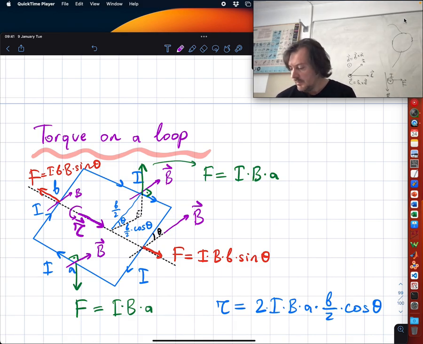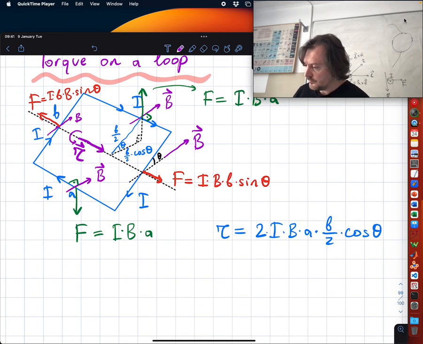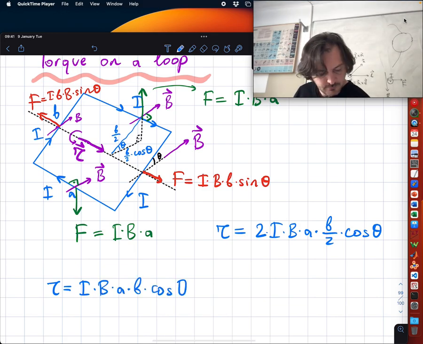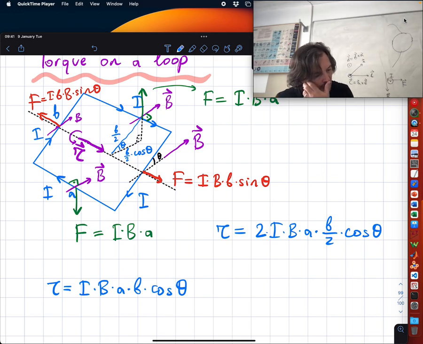Yes? So torque is equal to I times B times A times b times cosine of theta. Well, we took this theta, right, over here. What if we took the other side of theta? Do we call it complementary angle? Yes? Which complements to 90 degrees.